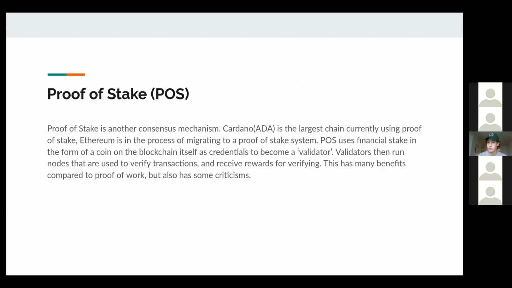To have a node, you have to have a certain amount of the currency. So Ethereum's projection for when they move to proof of stake in the indefinite future is that you'll have to have 32 Ethereum to run a validation node. It's kind of a lot of money right now, right? I don't know how many of you have 32 Ethereum, but if you'd like to send some my way, that would be great.